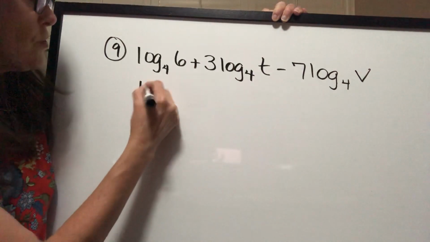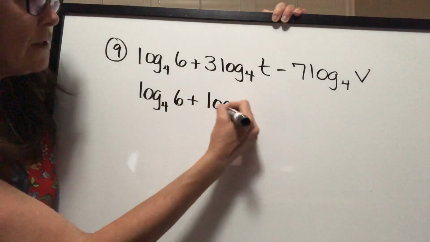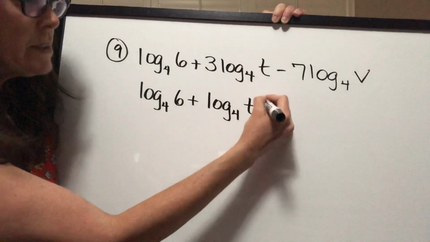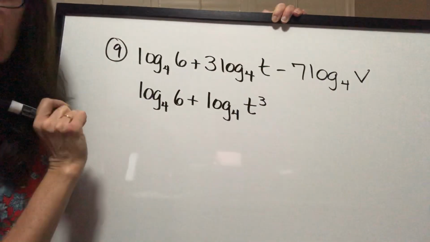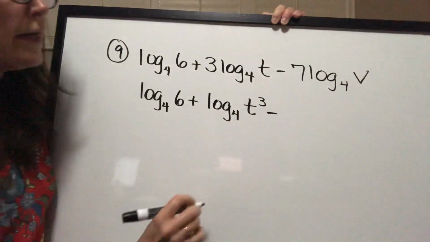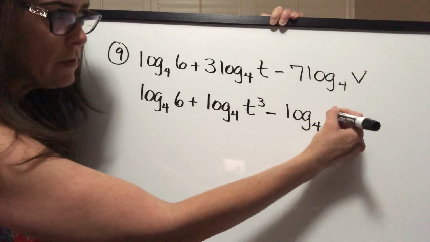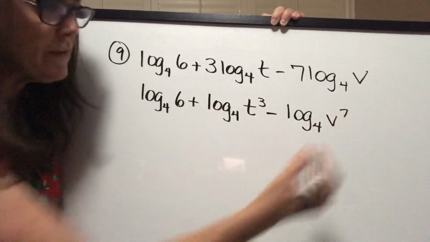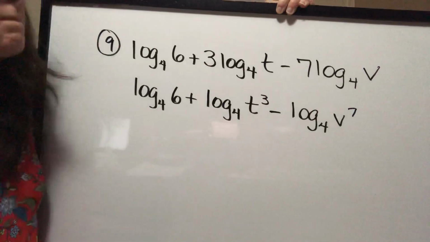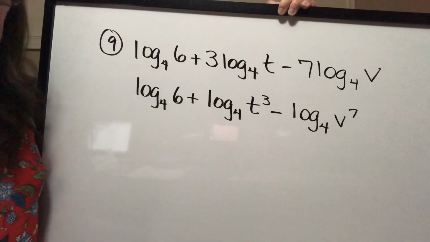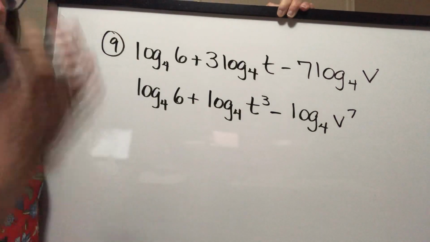So let's leave the first one alone for a sec and change that middle one to log base 4 of t cubed. So that 3 that was multiplication is now the exponent of the t. And after the subtraction sign, same thing. Write a logarithm with a base of 4, but it will be v to the 7th power. So that 7 became the exponent of v. Okay, we're not finished yet. We've only applied the power rule. We have to do a couple more things.